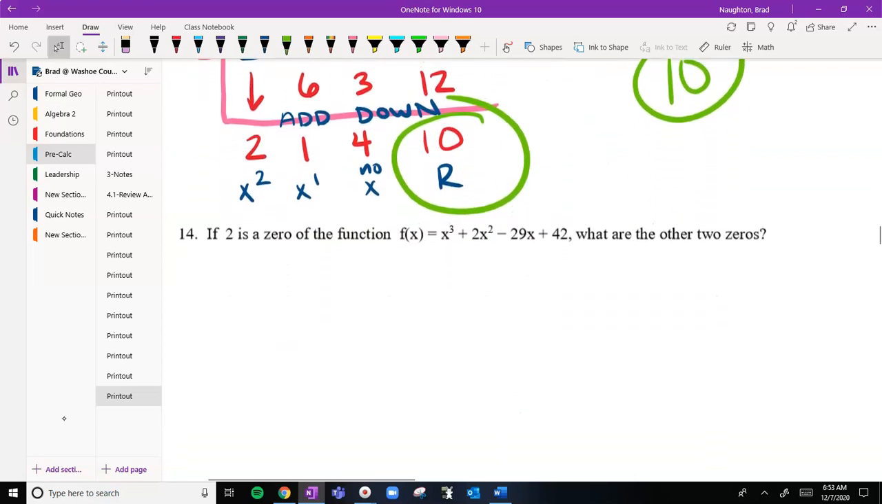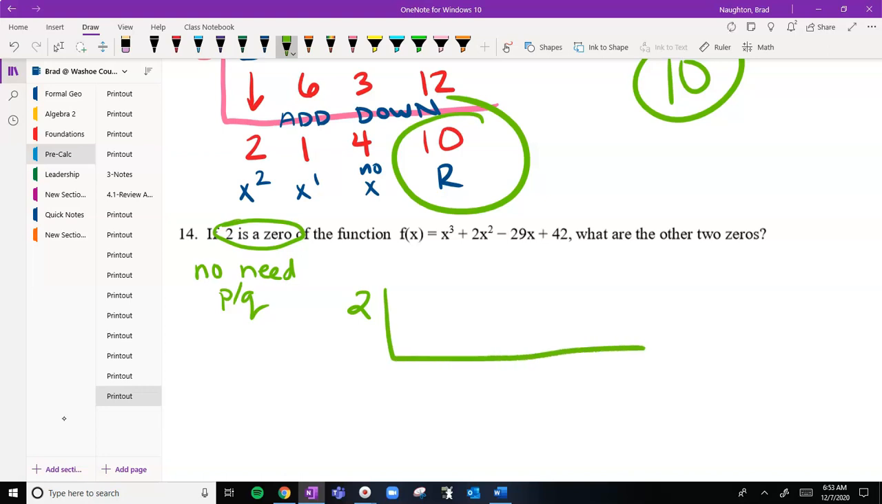Alrighty, number 14. It says, if 2 is a zero of the function, find the other 2 zeros. Well, sweet, they gave us one of the zeros. So this actually means there's no need for P over Q because we have it. We're all set to go. And again, it's an x cubed, so that's why there are 3 answers. So I'm going to put a 2 right here because that's the one we're going to divide out. And then all my leading coefficients, just like we did before.